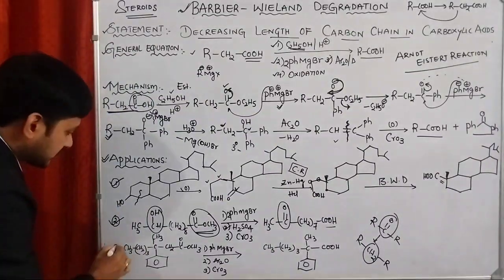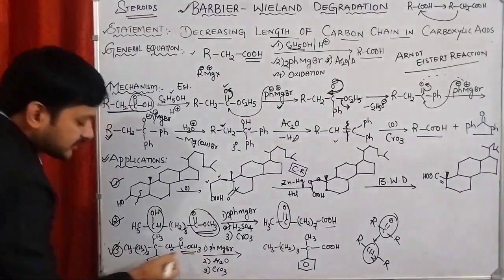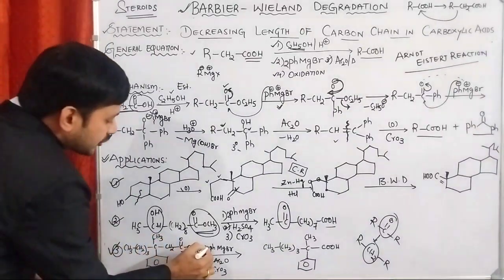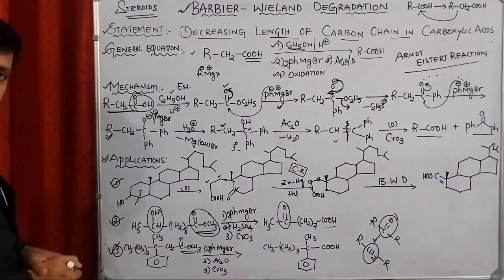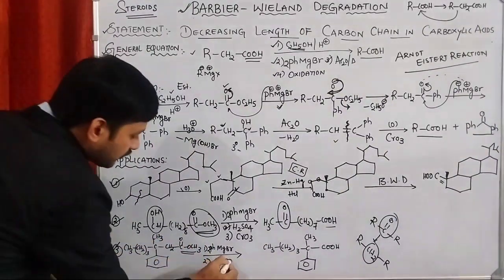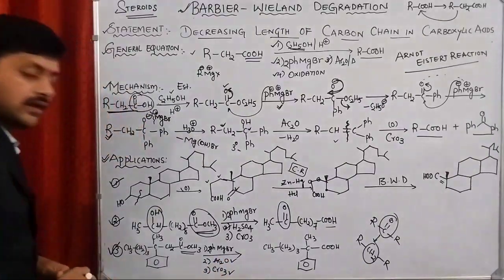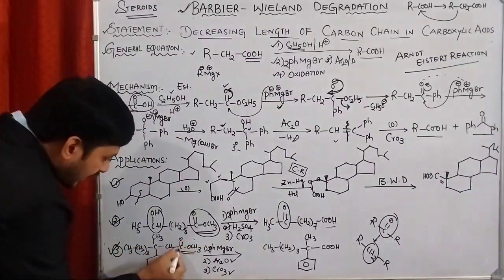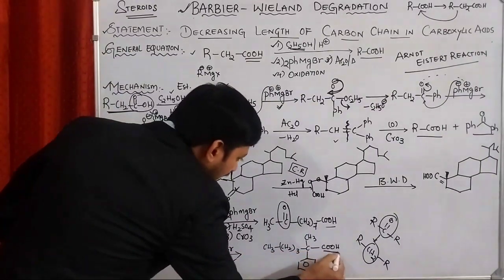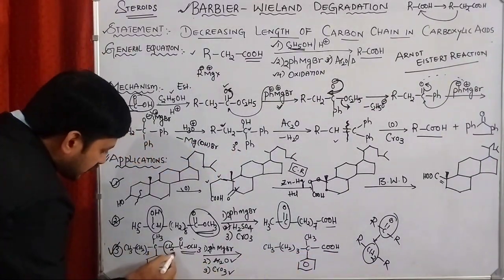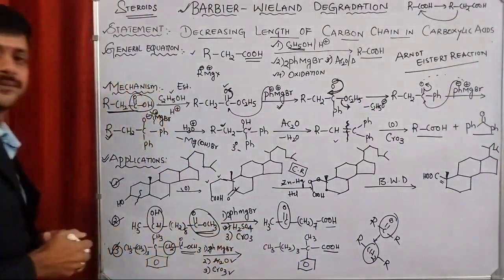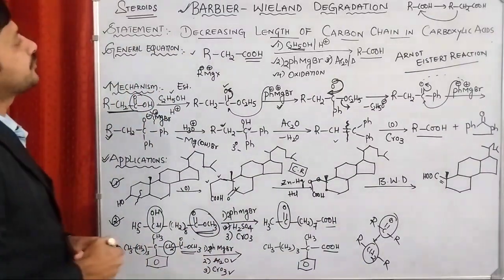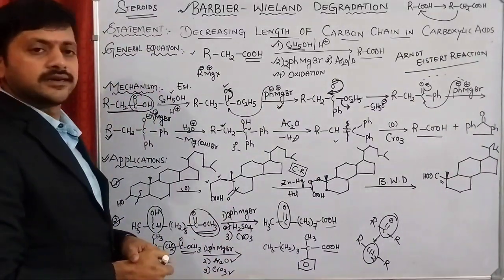The last example: here also an ester group is present. We take 2 moles of phenyl magnesium bromide followed by a dehydrating agent and oxidation. The ester will be converted into acid and this CH2 group will be removed. So this is all about Barbier Wieland degradation.